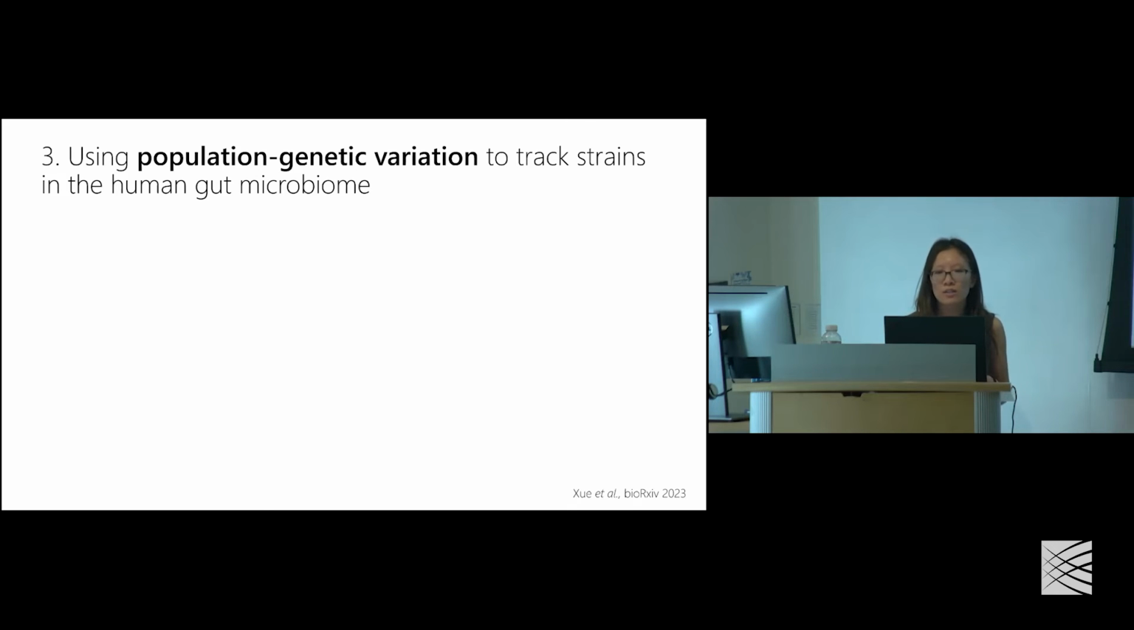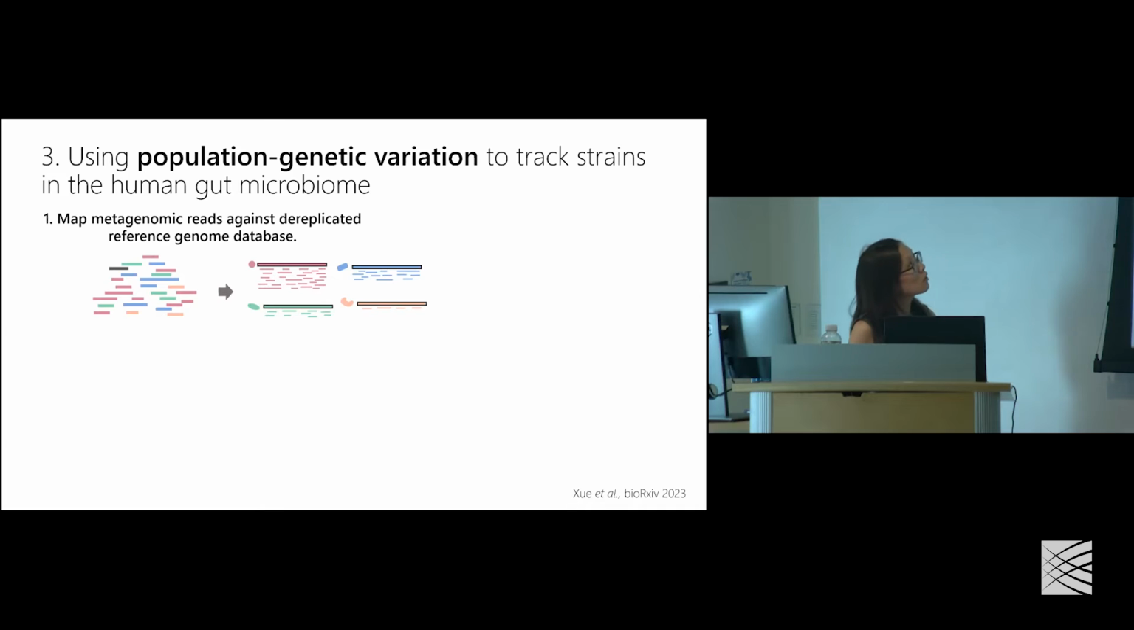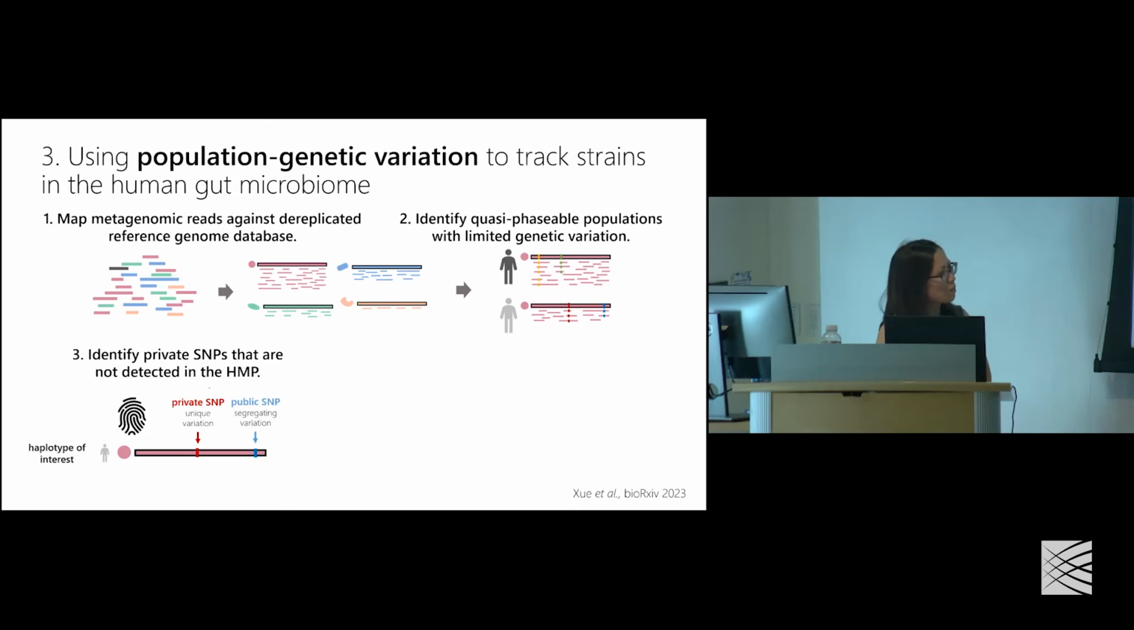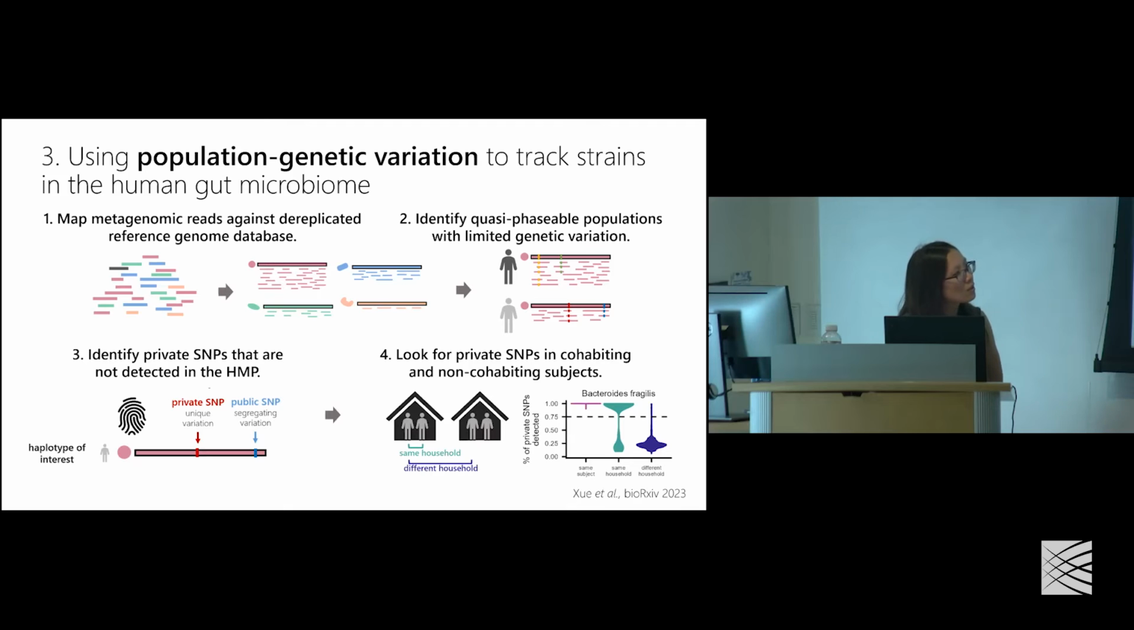All right, so altogether, I've told you about this methodology that we've been developing to use population genetic variation to track strains in the gut microbiome. Again, we map reads against a reference genome database, identify quasi-phasable populations with limited genetic variation, where we can infer the identity of the dominant strain. We then identify private SNPs within that dominant strain that are not detected in the Human Microbiome Project. For these private SNPs, we then look for them in both cohabiting and non-cohabiting subjects, and we can set a threshold that allows us to determine when we think strains were transmitted.